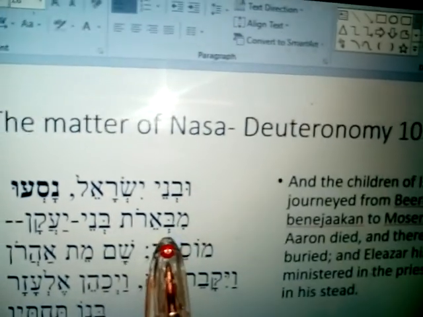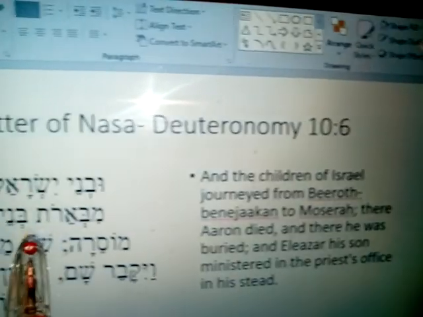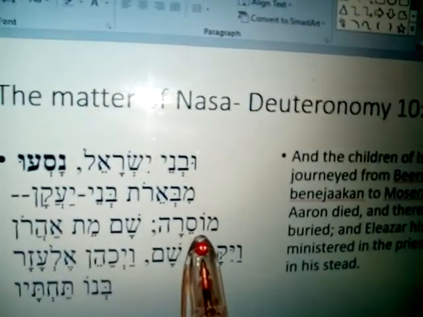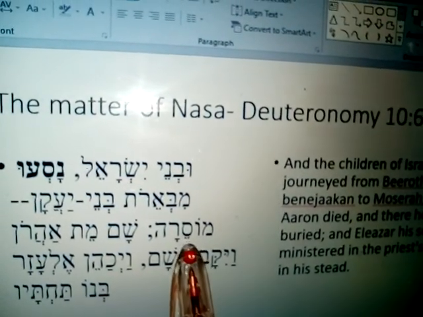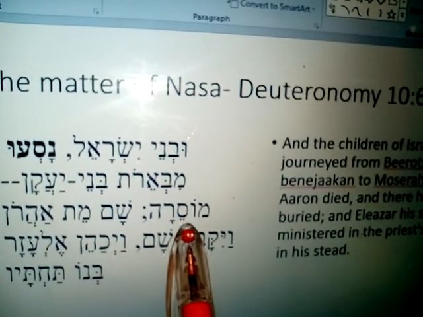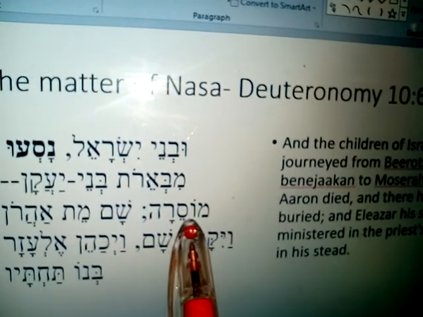Mib'erot, from Be'erot, Bnei Ya'akwan, to Mosera. And Mosera, we want to point out, brothers and sisters, means punishment or chastisement. All right, this is going to be explained later on in future presentations. So we just want to point that out for reason and purposes.